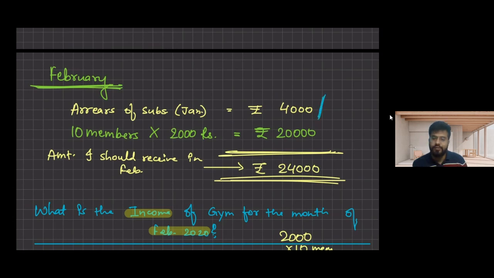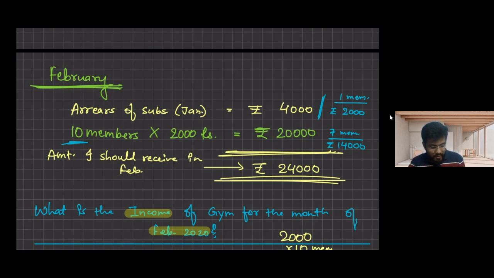Out of these 4,000, only one member has paid the fees. That means I have received 2,000 rupees from one member. Out of this 10 members, 9 members have paid the fees. That means I have received 18,000. Let's change the number because you will get confused. Instead of 9 members, let's put it as 7 members have paid the fees. And if 7 members have paid, so it would be 14,000 rupees.